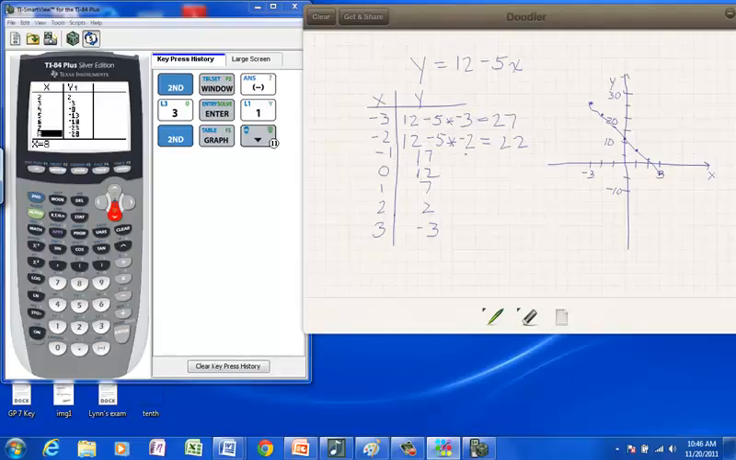Now, when I do a window, I like to think about putting a window around my picture that's a little bit bigger than what my points are. If this was my child's picture, I wouldn't put their frame right up against their face, but I'd have a little space in between.